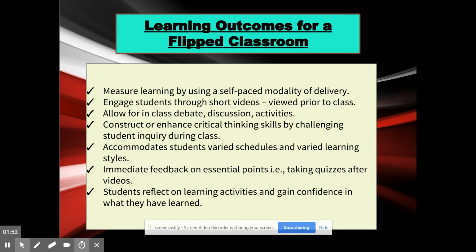So point number one, measure learning by using self-paced modality. So it's basically self-paced. You can take your time, you can watch the video any number of times, pause it whenever you don't understand it. And I like that you are liking this idea. And some of you are saying, I like that I can pause Miss Mehta wherever I need to. So that's kind of funny.